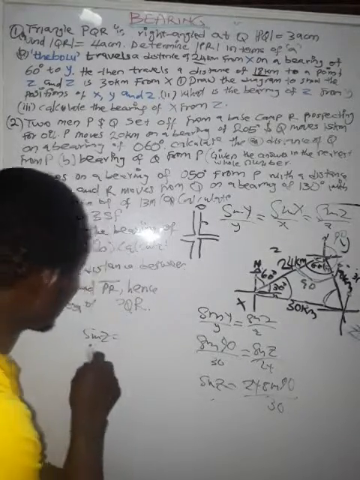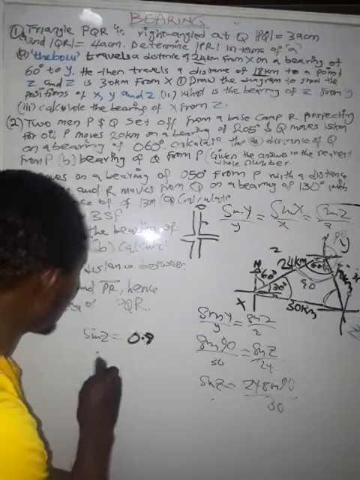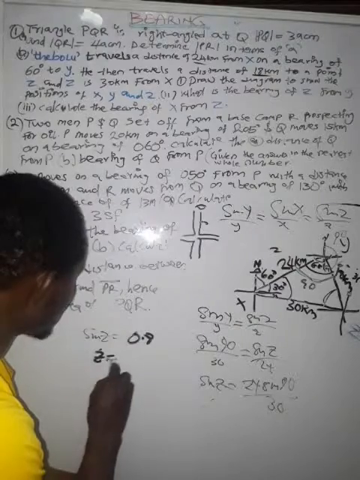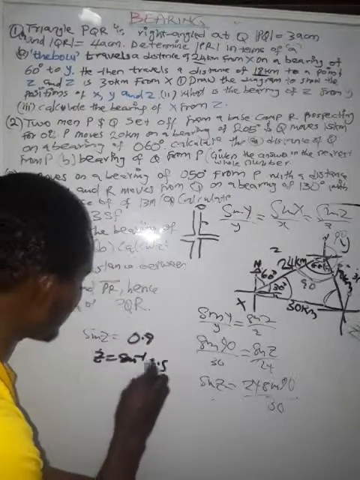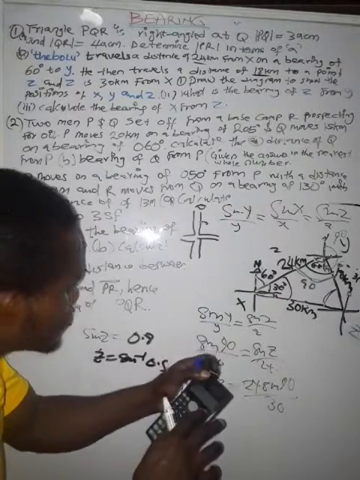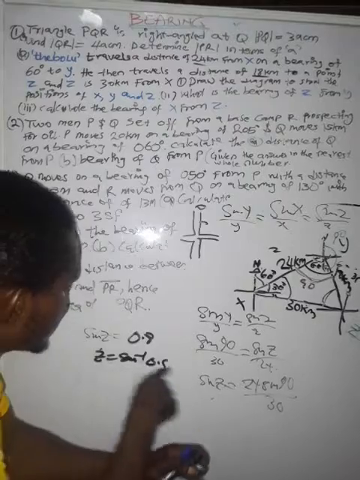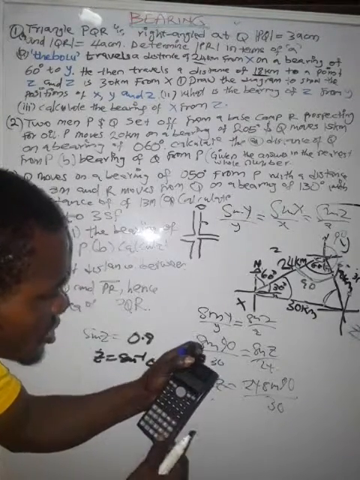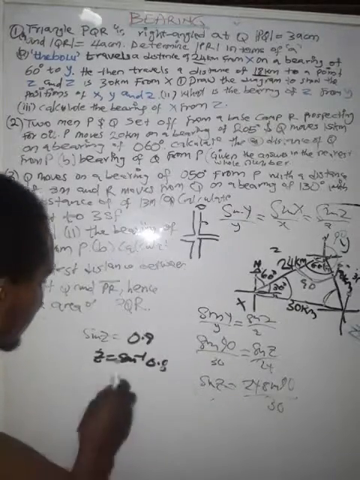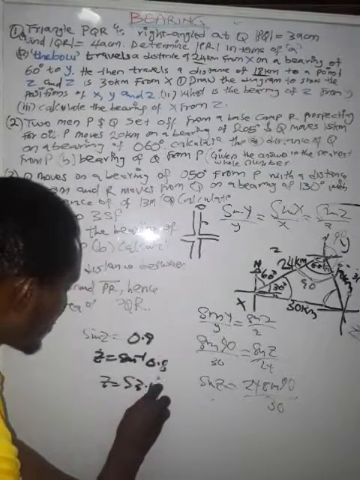So 0.8 now. To find z, it is arc sine 0.8. You press that in your calculator. I told you how to do it. You press shift sine, then you press the number 0.8 equals, and that is 53.1. So z equals 53.1 degrees.